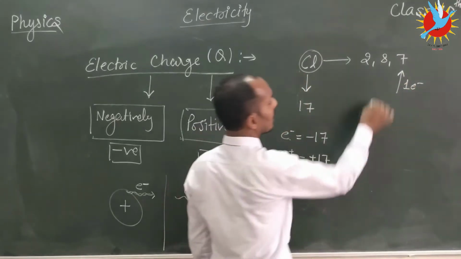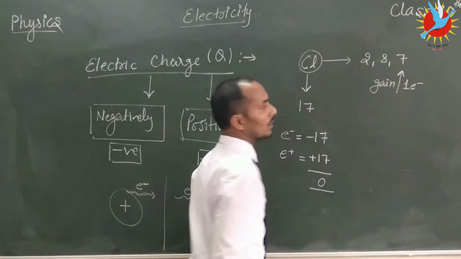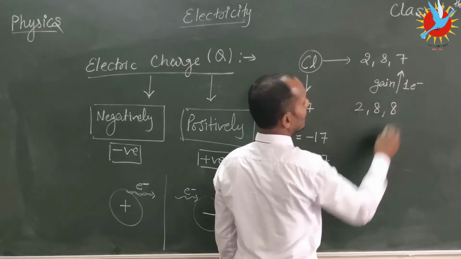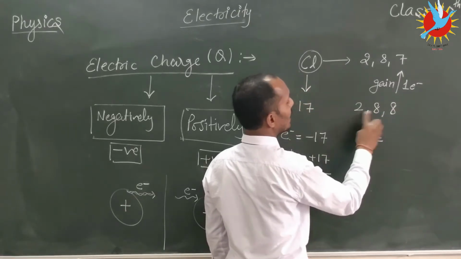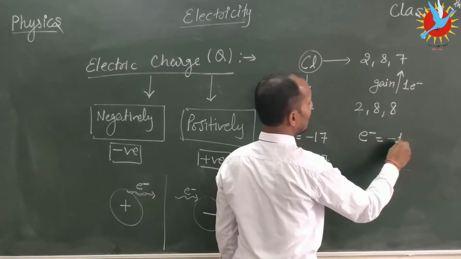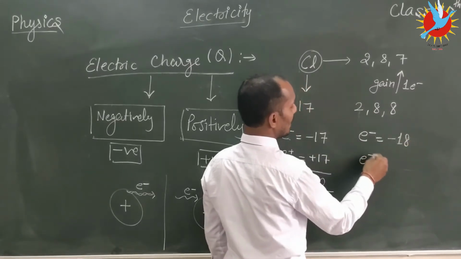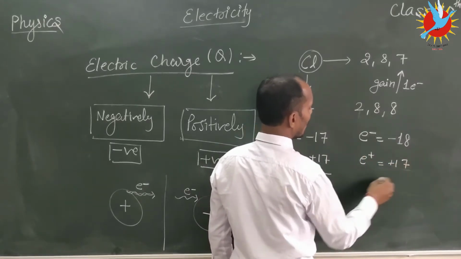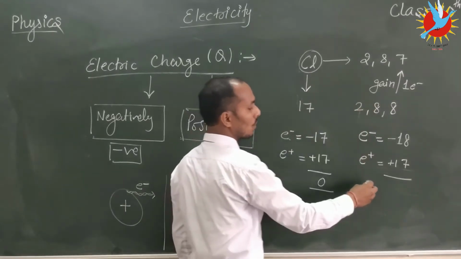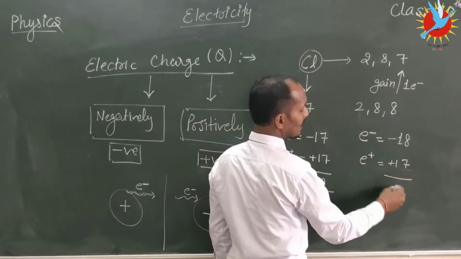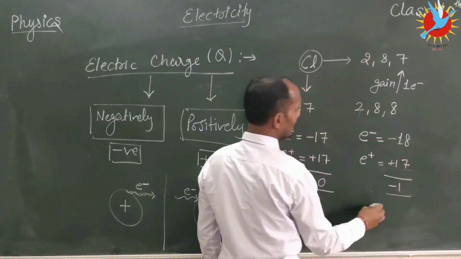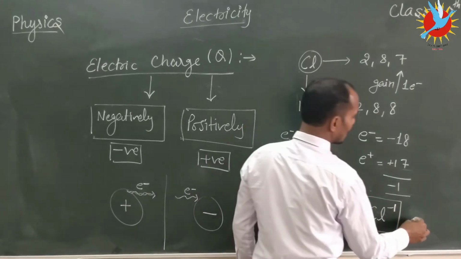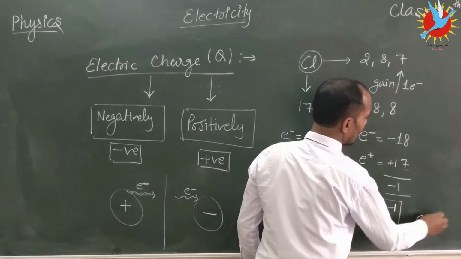When it gains one electron, what will happen? Its electronic configuration becomes 2, 8, 8. It means the number of electrons becomes 18 and the number of protons is still 17. So the net charge on chlorine is minus 1. It means chlorine has one negative charge. You can say chlorine negative.